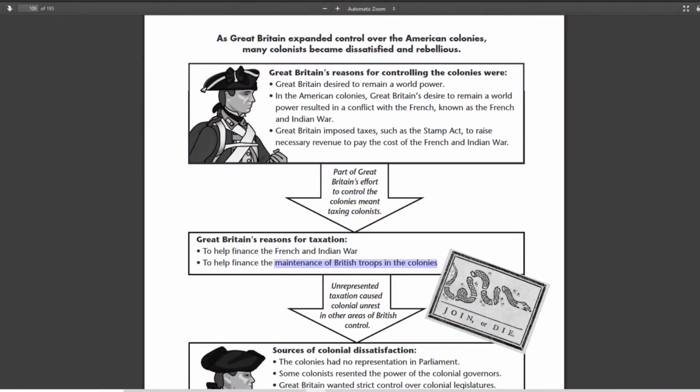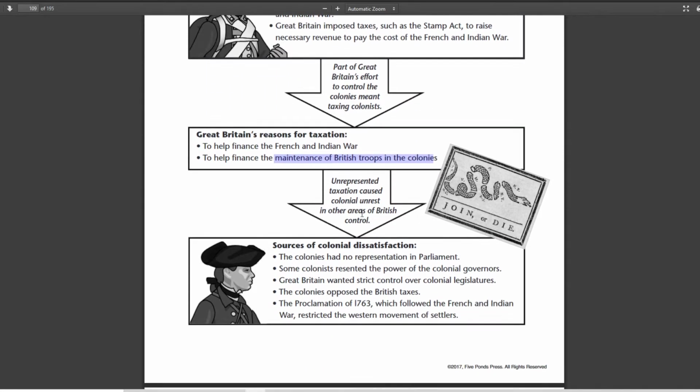That is something that they have to be aware of after the war, the French and Indian War. Yes, they needed money to fight the war, but also after the war, they have to maintain those troops and they have to stay there. So, of course, this is taxation without representation, something that we know very well.